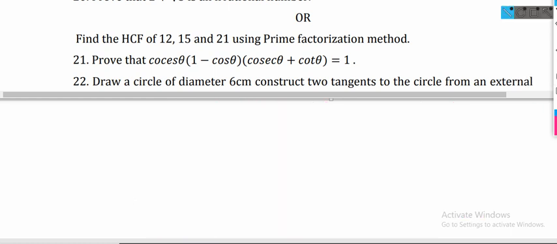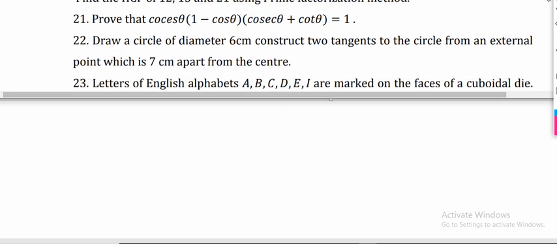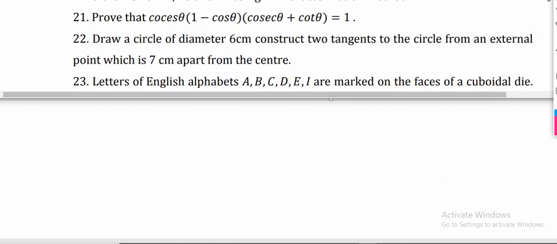Then we move on to the next question. Draw a circle of diameter 6 centimeter. Construct two tangents to the circle from an external point which is 7 centimeter apart from the center. So here, using the compass, you have to construct the circle. Now we have to write the rough diagram.